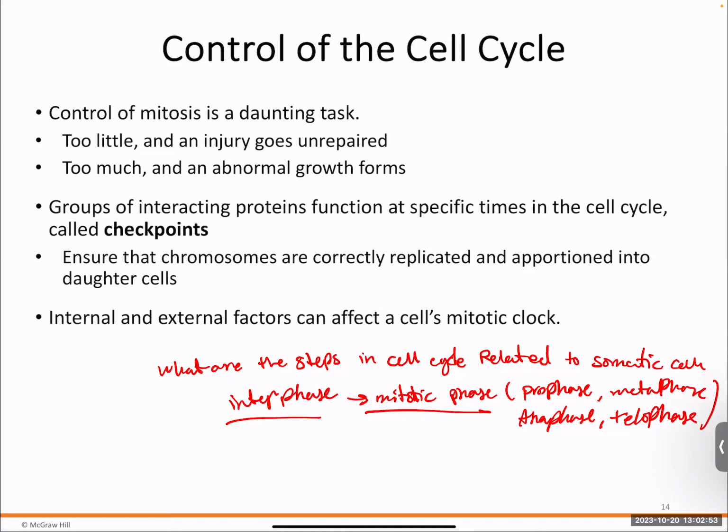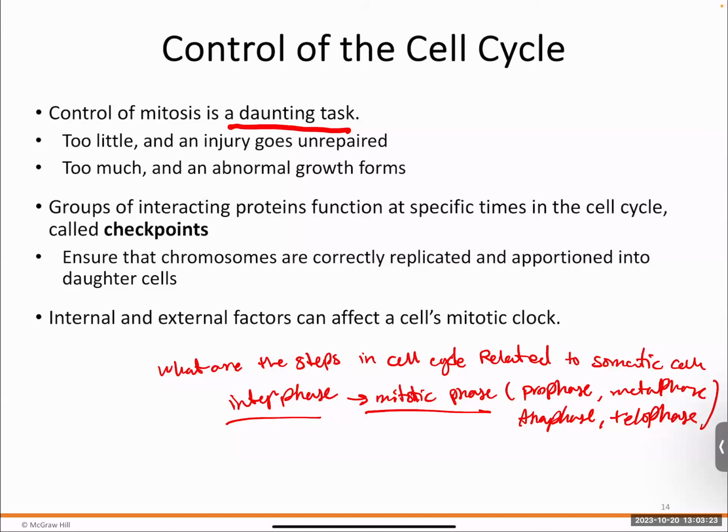Now, what we understand about the cell is that it doesn't just go ahead and say, okay, I've divided my genetic information, I'm set to go, let's divide the cells. There are a lot of checkpoints, checking and double checking, to make sure that everything is okay with the cell before we move on. So basically, as I said, control of mitosis is a daunting task.